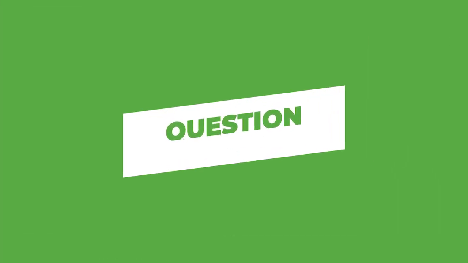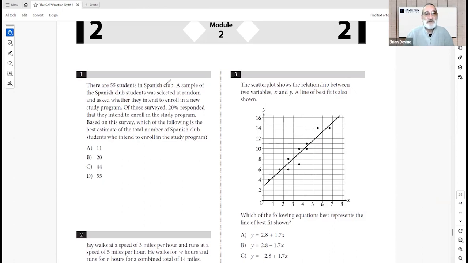There are 55 students in a Spanish club, and a sample of the Spanish club students was selected at random and asked whether they intended to enroll in a new study program. Of those surveyed, 20% responded that they intended to enroll in a new program. Based on this survey, which of the following is the best estimate of the total number of Spanish club students who intend to enroll in this study program?